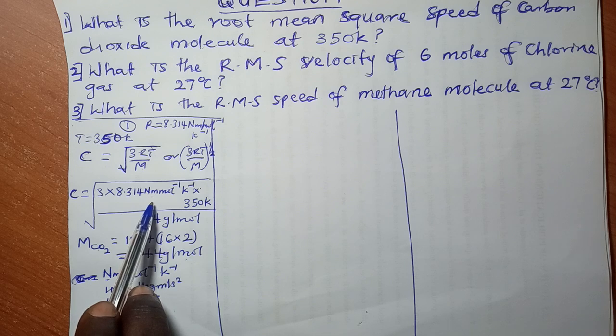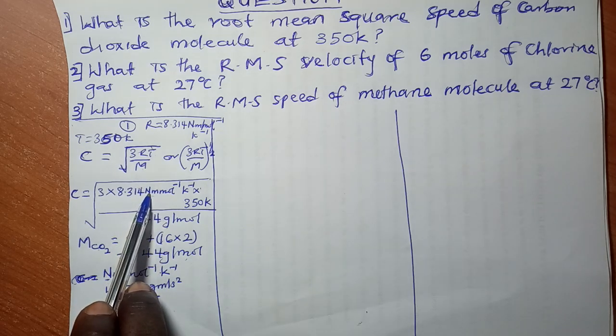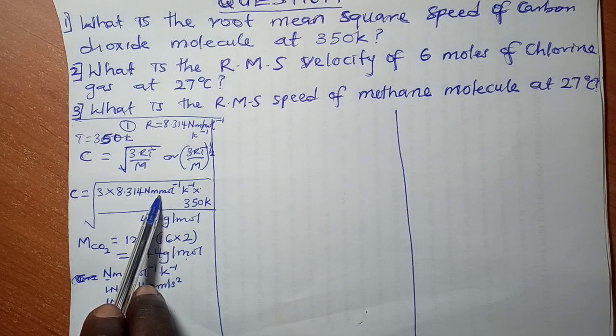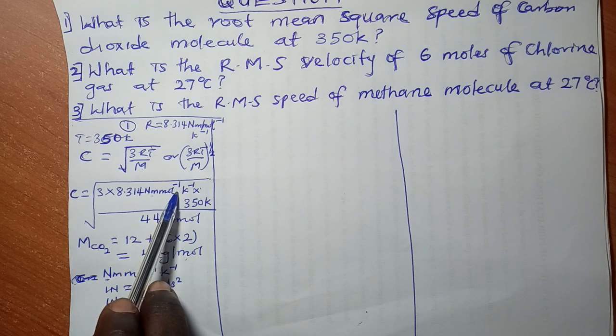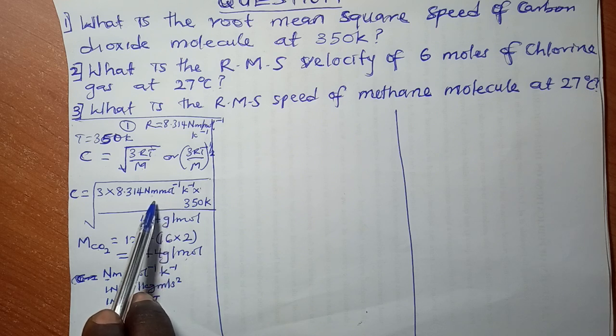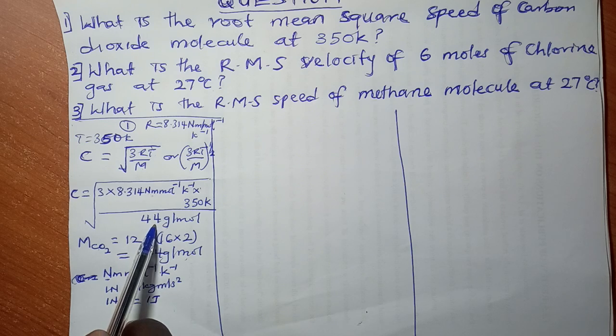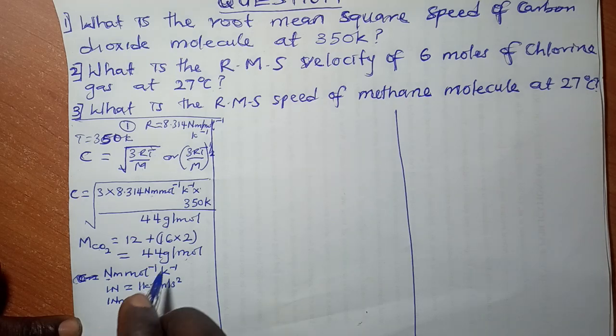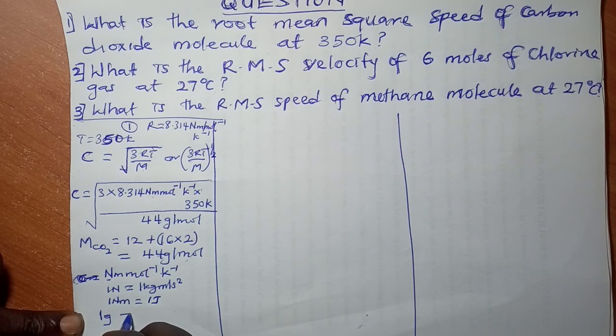As it is now, it is not uniform because the molar gas constant is in Newton meter per mole per Kelvin, which is equivalent to what you generally know as joule per mole per Kelvin, because a Newton meter is 1 joule. In that case, it is easier to convert this 44 gram per mole to kilogram, and when you divide accordingly, you are going to get the right answer.